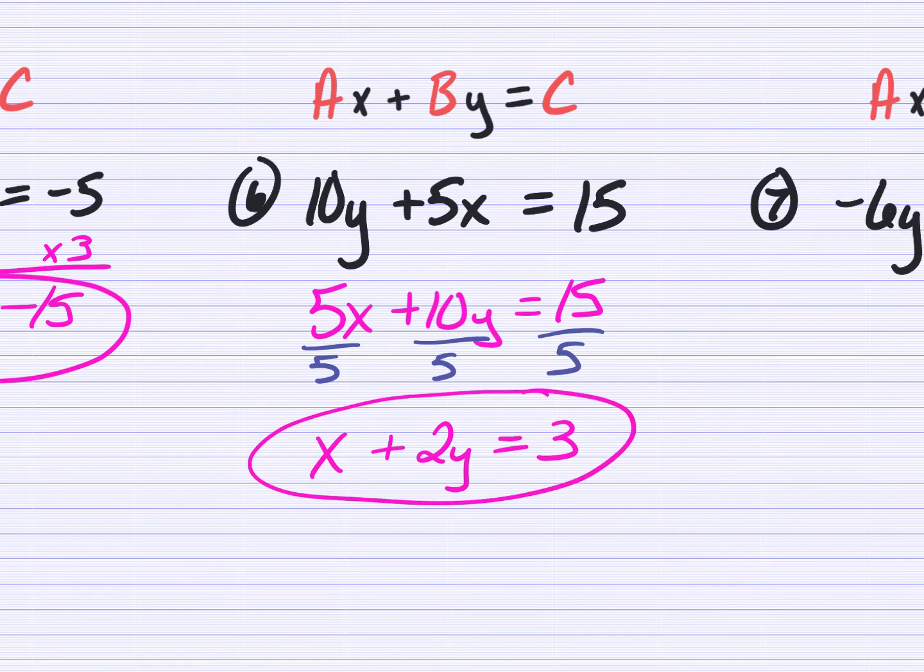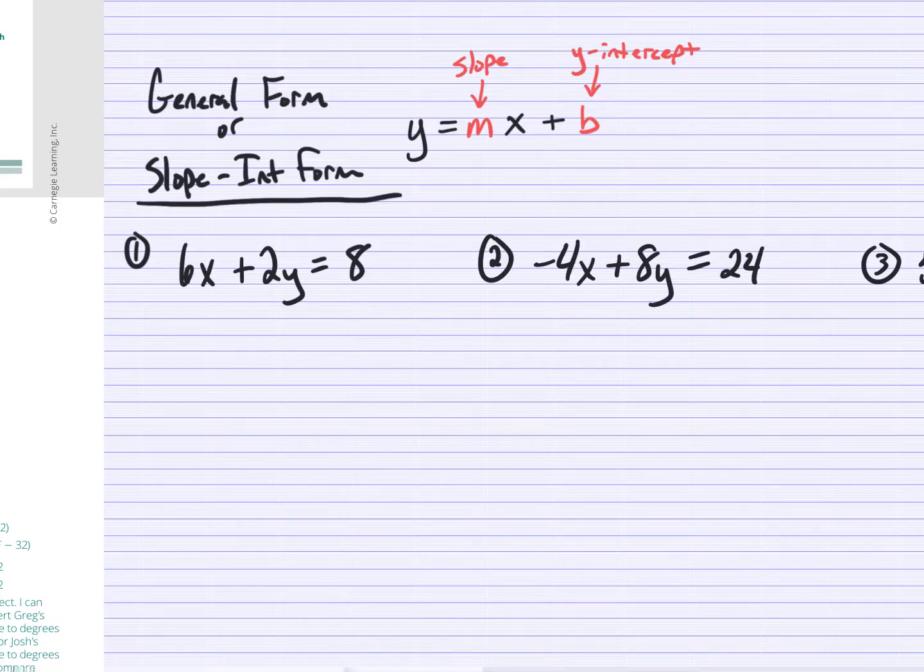This is standard form. With general form or slope-intercept form, you'll see it called both things. I like calling it slope-intercept form, but in Mathia, your book, tests, quizzes, stuff like that, you might see general form. That just means get the y by itself. So when I look over here, this is written in standard form, except it's not reduced. So I just need to get the y by itself.